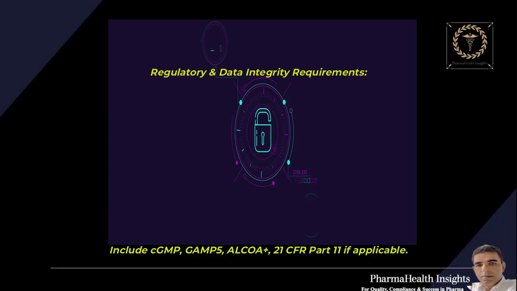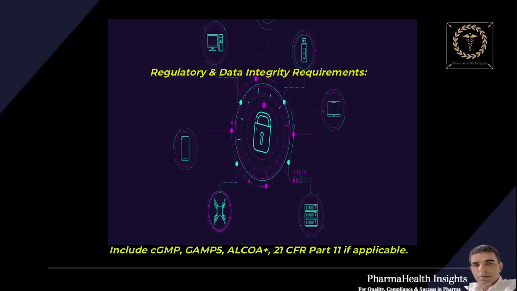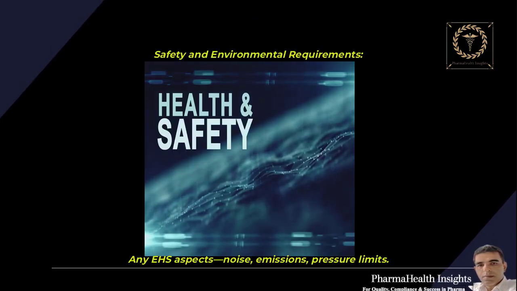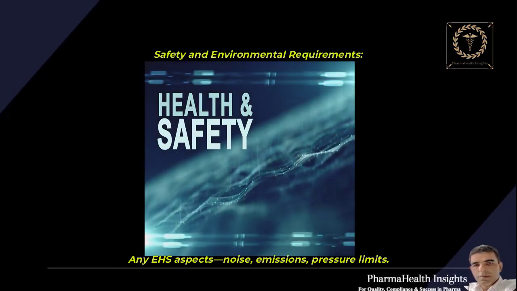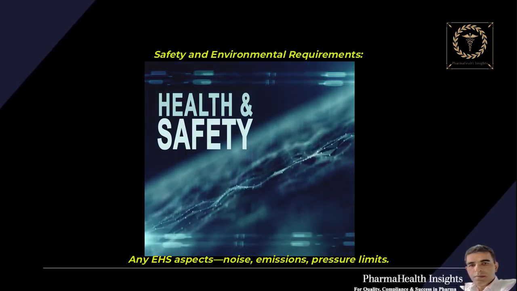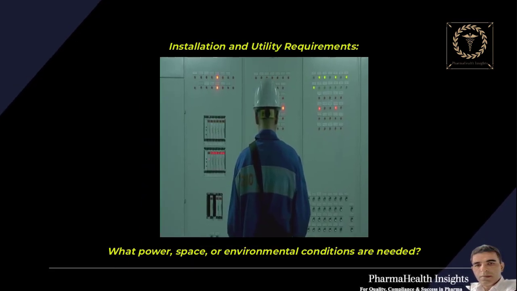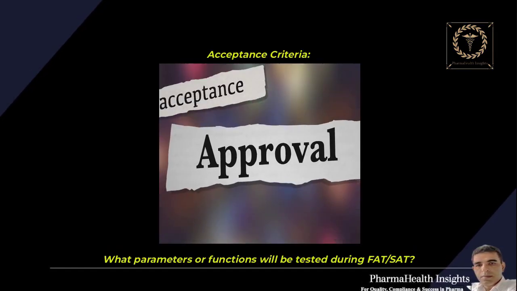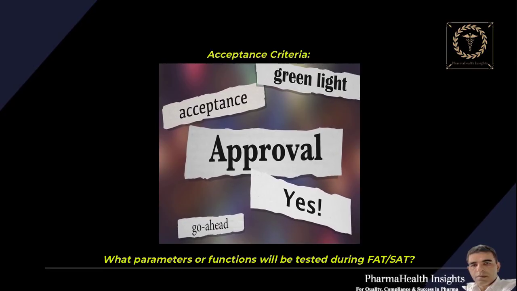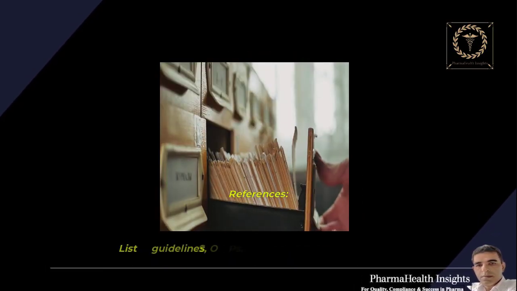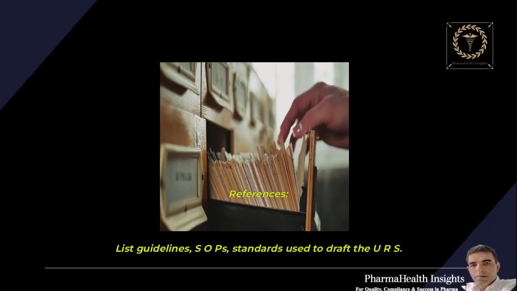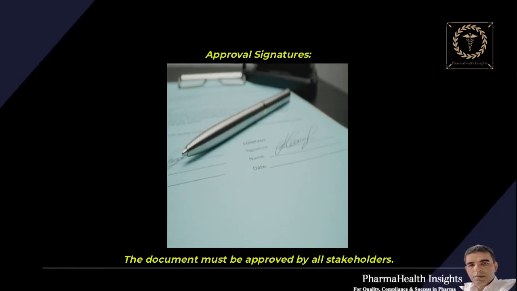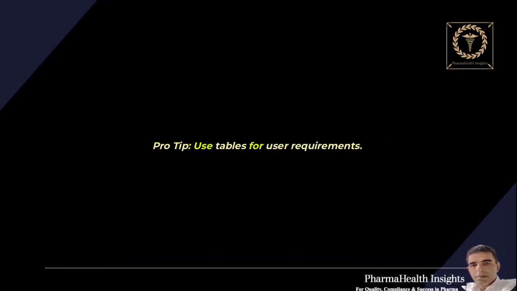Regulatory and data integrity requirements include CGMP, GAMP 5, ALCOA Plus, 21 CFR Part 11 if applicable. Safety and environmental requirements: any EHS aspects, noise, emissions, pressure limits. Installation and utility requirements: what power, space, or environmental conditions are needed. Acceptance criteria: what parameters or functions will be tested during SAT? References: list guidelines, SOPs, standards used to draft the URS, and approval signatures. The document must be approved by all stakeholders. Pro tip: use tables for user requirements.